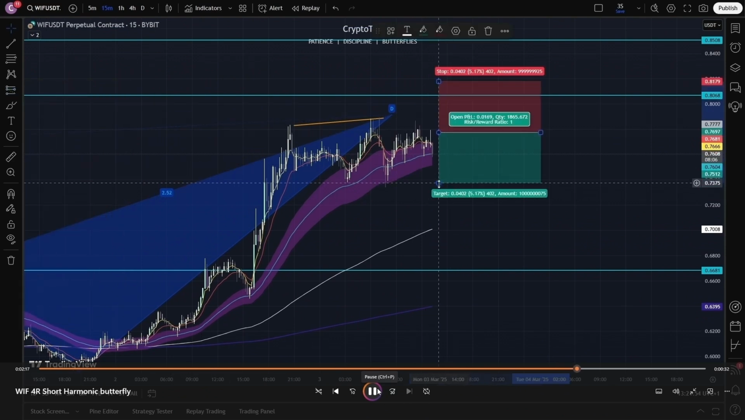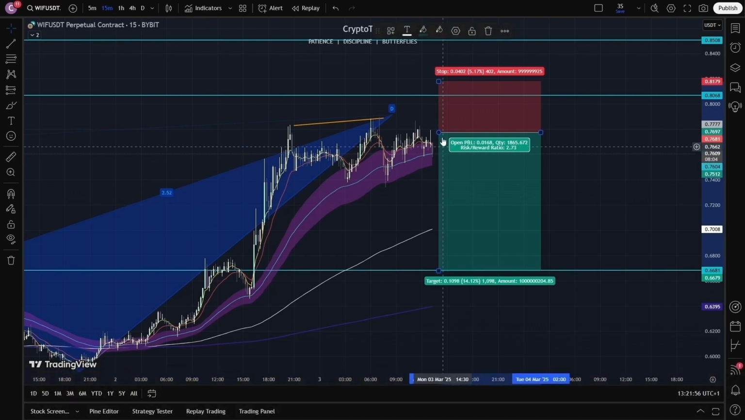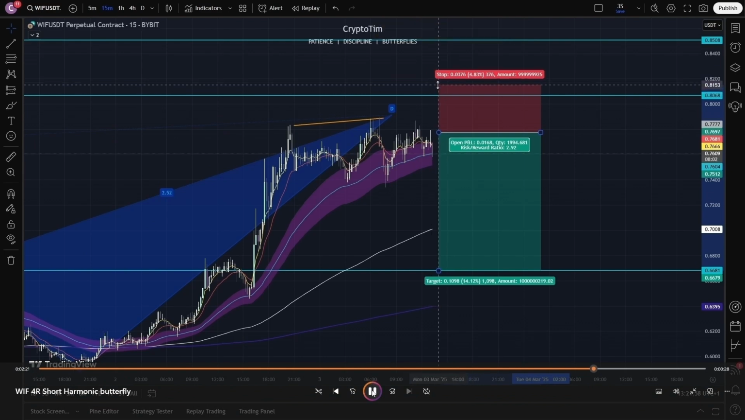So I'm taking my short trade. We have established our TP zone: the B point of the harmonic butterfly, this vector candle and fair value gap, so a very strong TP zone. And now for the stop loss.